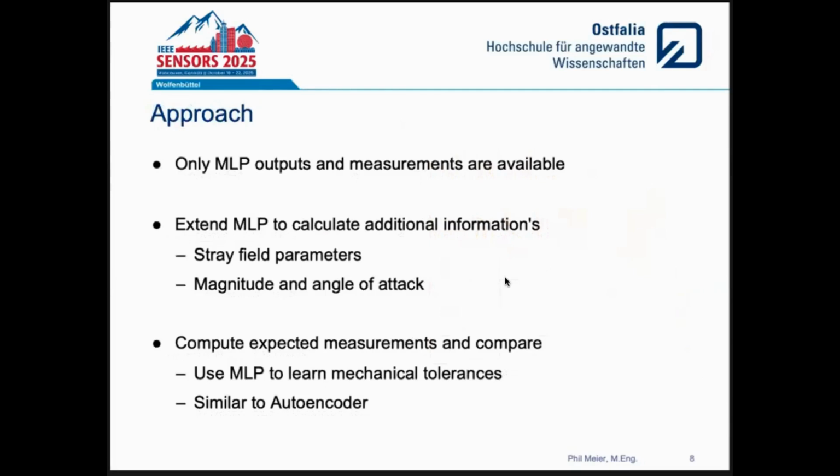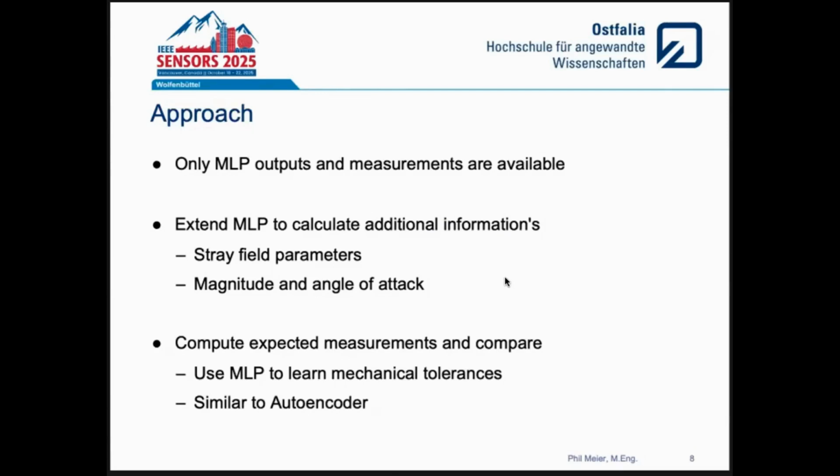So our approach now is, since we only have the outputs of the network and the measurements directly from the sensor array, we are not directly able to recognize such errors. Instead, we extended our neural network to calculate additional outputs. We extended it in such a way that it also estimates the stray field parameters. It gives us additional information to describe the system, for debugging, maintenance and such things. And with this information, we can now back-calculate the expected measurements.